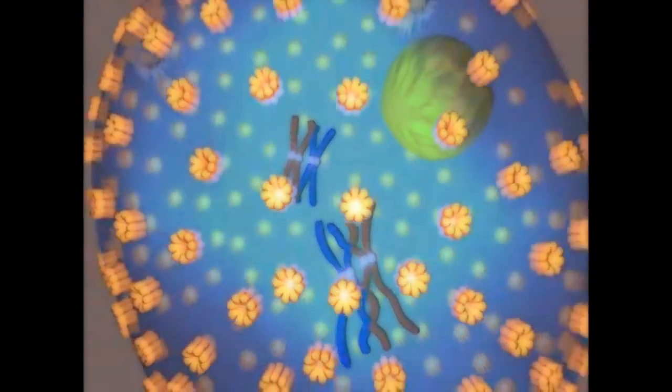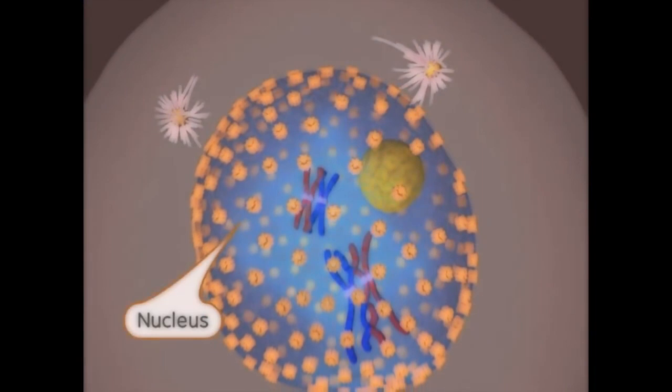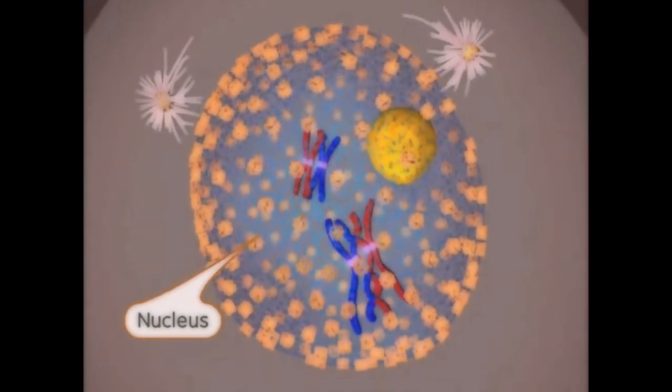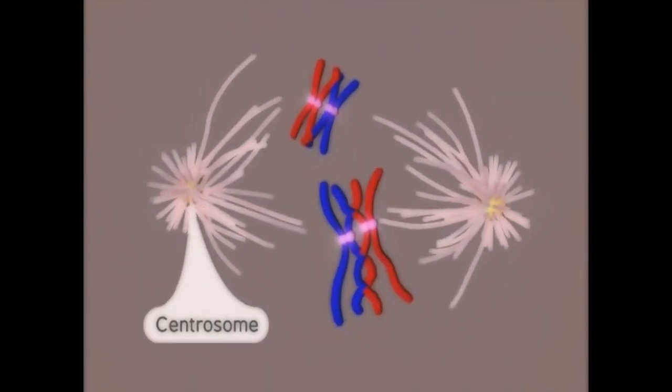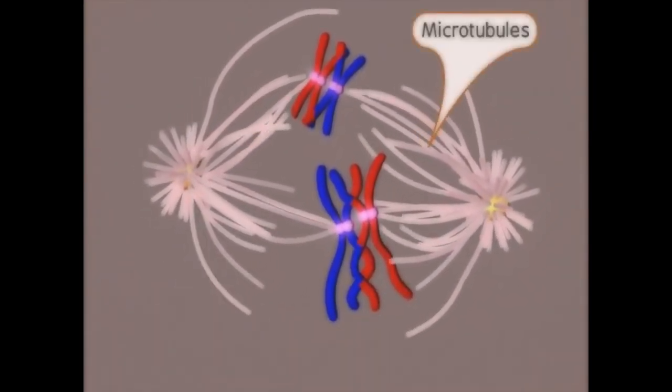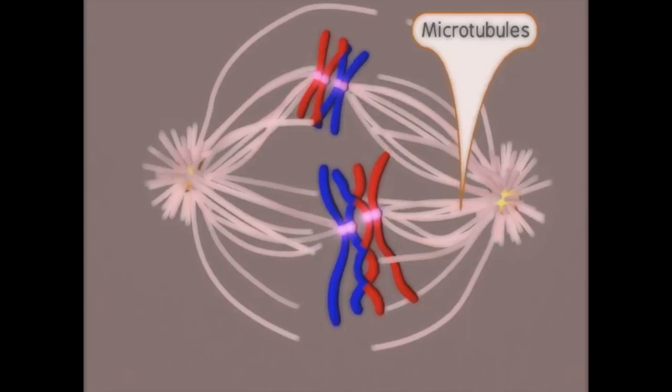There are several more key steps in prophase 1. The nuclear membrane begins to break down. Then, the two centrosomes migrate to opposite ends of the cell and microtubules appear. The microtubules then attach to the chromosomes.